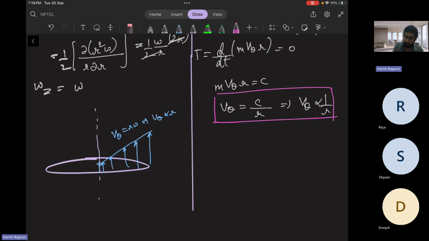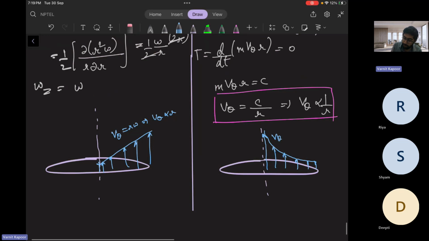So I can say if my plate is like this, where it is flowing, and this is the axis of the flow, and the flow is irrotational. Yeah, so v theta is inversely proportional to r, so my profile will be something like this. When r approaches 0, the velocity approaches infinity. Okay, so that is v theta inversely proportional to r.